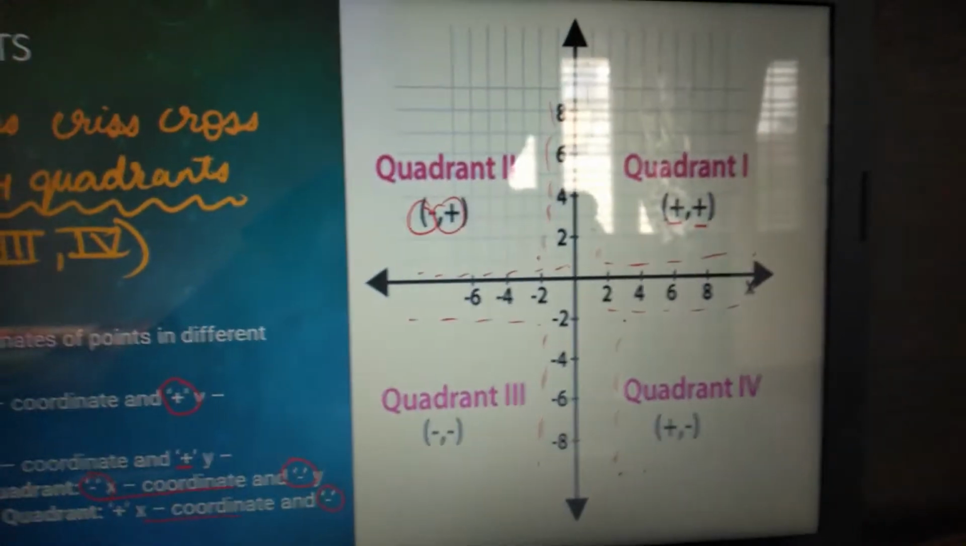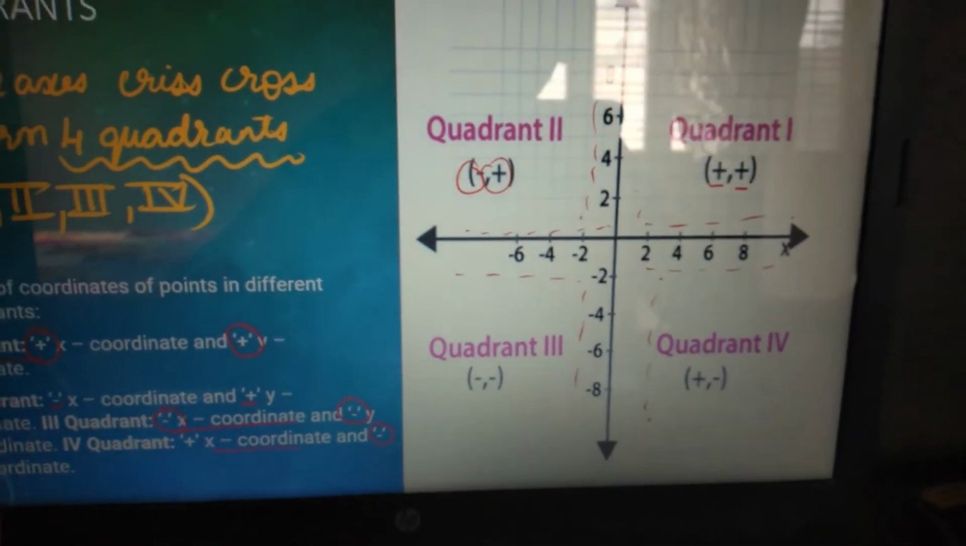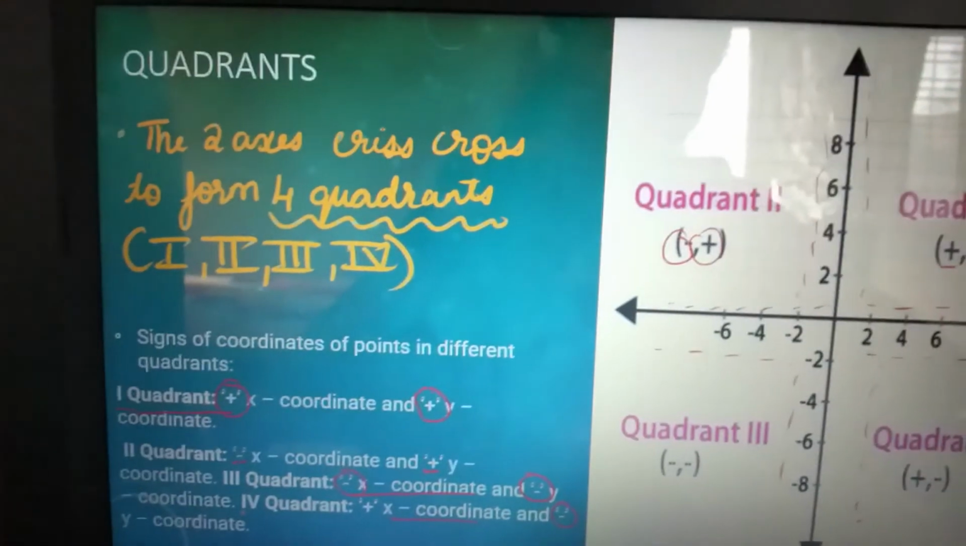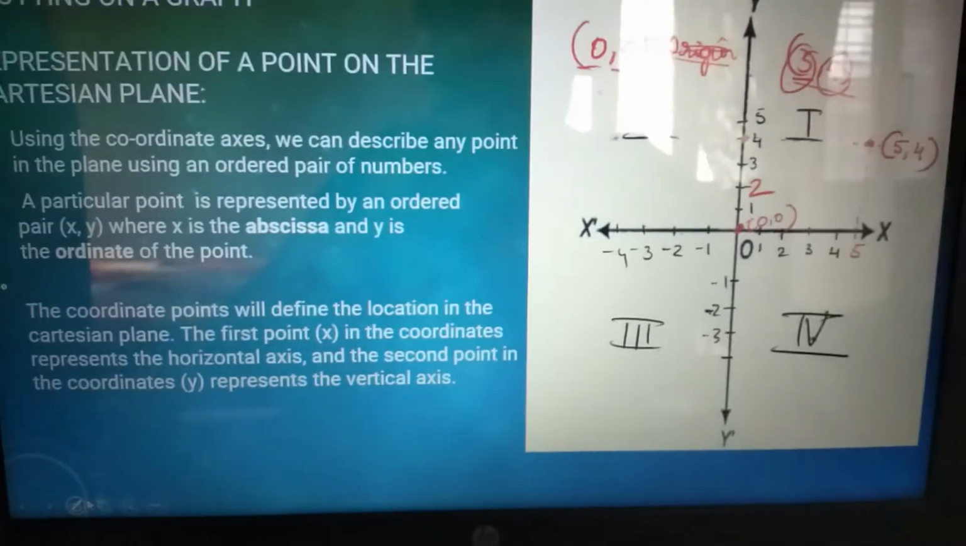Clear? Now you all might be confused about how to remember all these things, all the signs and all. It is quite a bit confusing, isn't it? So let me just show you how to do that. Now let me erase this ink here.